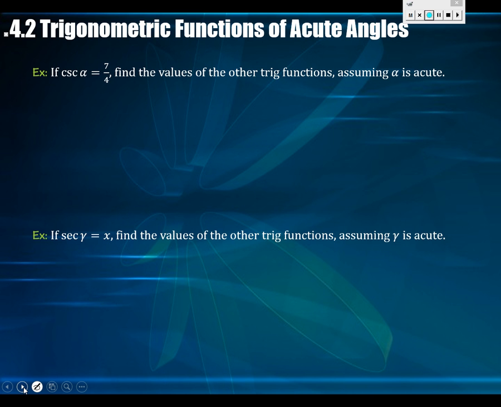All right, let's again go back to some practice with some actual computations. So I have some angle unknown to us. Cosecant of alpha is 7/4. So I happen to know that. I want to know the value of all the other ones, assuming alpha is an acute angle. So how do I even get in on this problem is I guess the first question.